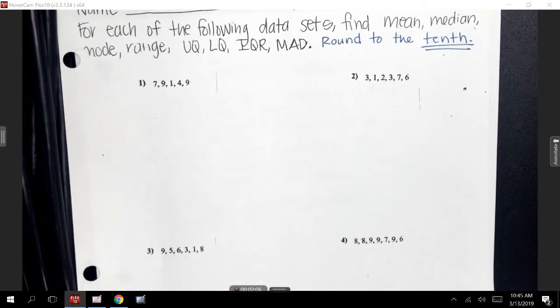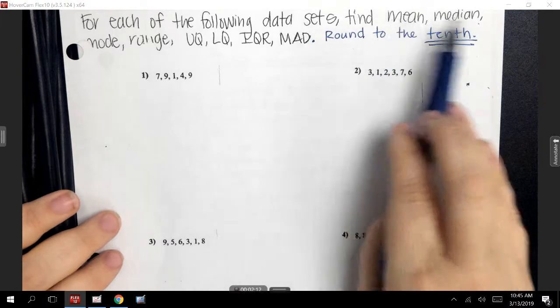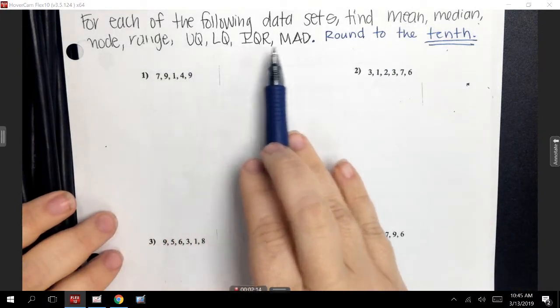All right. So for number 1, we're going to start off by finding, okay, let me pause and get my thoughts together. I'm sorry. Mean, median, mode, range, UQ, LQ, IQR, mean absolute deviation. That's a lot of stuff I have to do with these numbers. And these numbers are kind of all jumbled up. What would be a good idea? Before I even start doing any math, what would be a good idea to maybe make these numbers a little bit easier to work with?